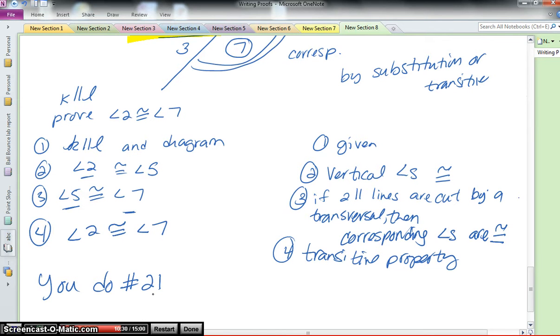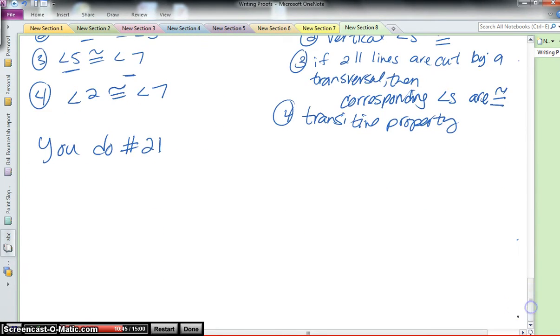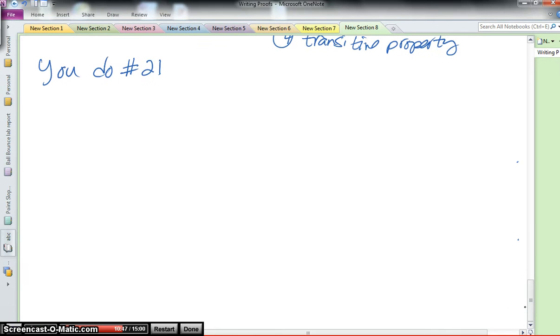So you're going to stop the tape. You're going to go ahead and do number 21. And then come back and we're going to take a look at another one. So go to 21, check your answer with the back of the book.